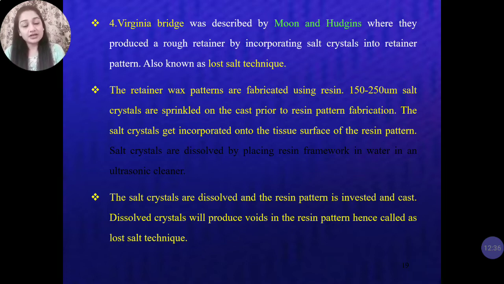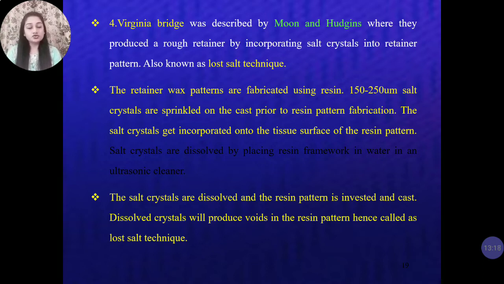So in Virginia bridge, the retainer surface of your prosthesis is treated with salt. We will see how this is made. The retainer wax patterns are fabricated using resin. The 150 to 250 micrometer salt crystals are sprinkled on the cast prior to resin pattern fabrication. The salt crystals get incorporated onto the tissue surface of the resin pattern. So later on, these salt crystals are dissolved by placing the framework pattern in water in an ultrasonic cleaner.